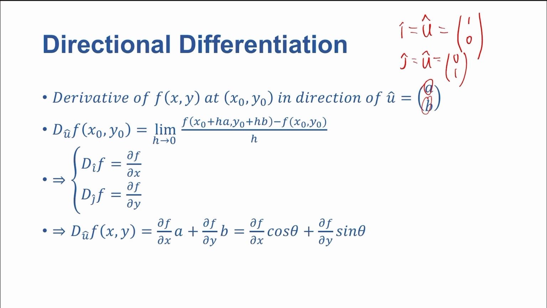And we can rewrite this if we know the direction, or if we know the angle of the vector, and we know it's a unit vector, so we don't have any magnitude, or the magnitude is 1. We can get partial f partial x cos theta plus partial f partial y sine theta.